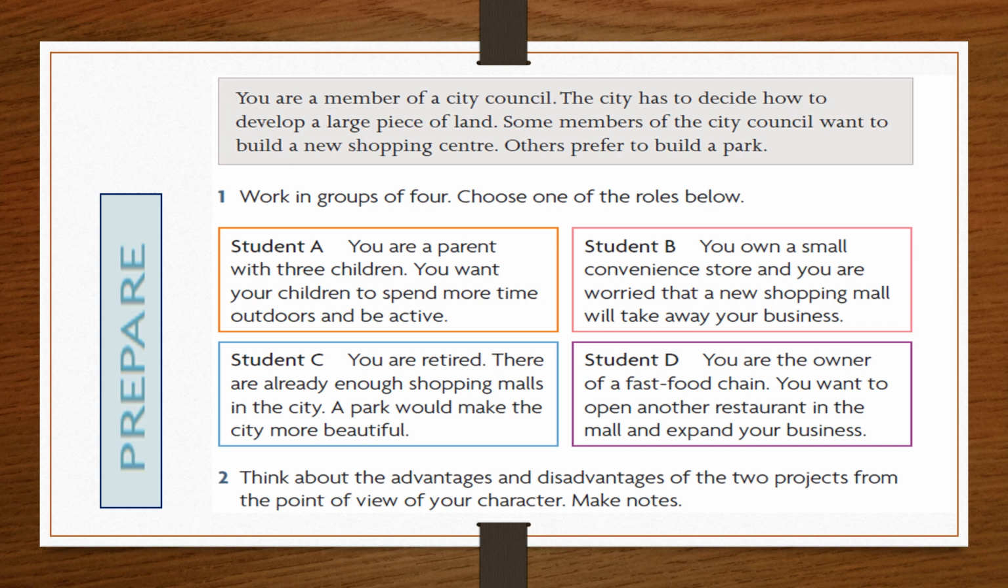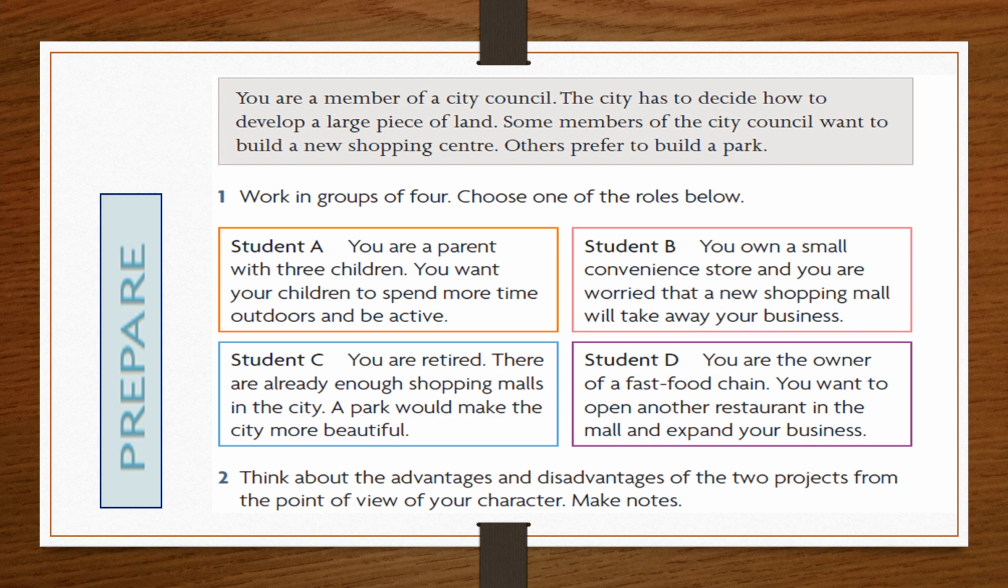For example, the person who is taking student A, it says, you are a parent with 3 children. You want your children to spend more time outdoors and be active. It means you need a park. So when you put the advantages and disadvantages, advantages that favor a park and disadvantages against the new shopping center. That's, for example, for student A.